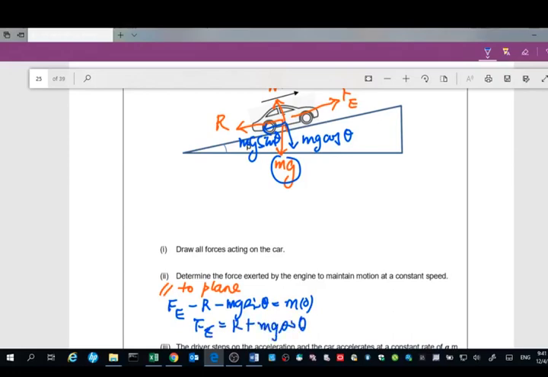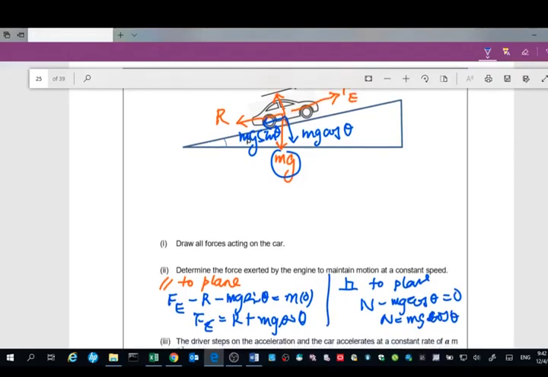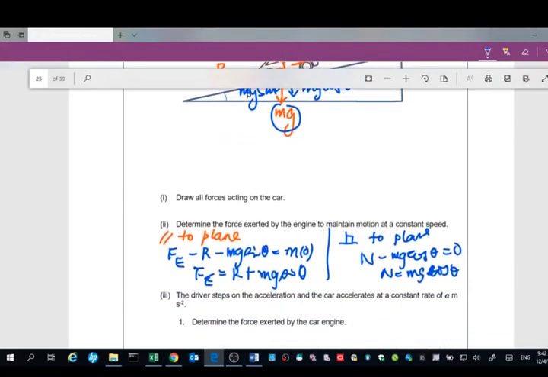Now in the direction perpendicular to the plane, there's nothing interesting here, because what happens is N minus mg cos theta equals 0. So these two are actually equal and opposite. They are not an action-reaction pair, but they're equal and opposite. So there's no acceleration in the direction perpendicular to the plane, right? So that's part 2 here.